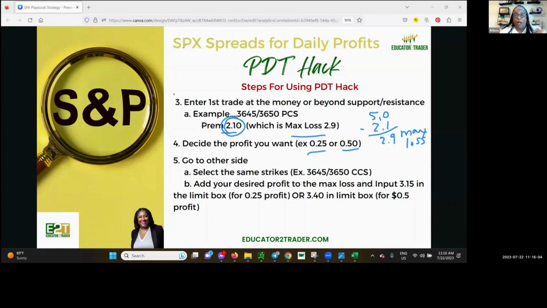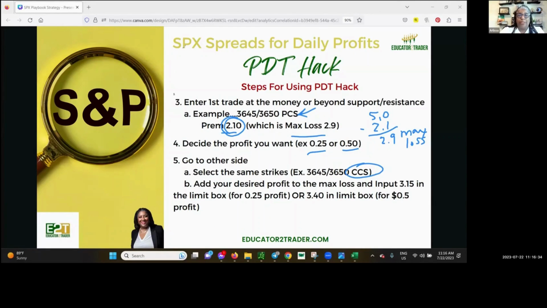But there's a trade-off. The second trade might pick up faster, but if it goes against you, it's also going to be losing faster. So experience will help you there. Then you want to go to the other side. The first side was the PCS, put credit spread. The second side is going to be the call credit spread. You want to select the exact same strikes. Exact same strikes. Now you're doing call credit spreads.